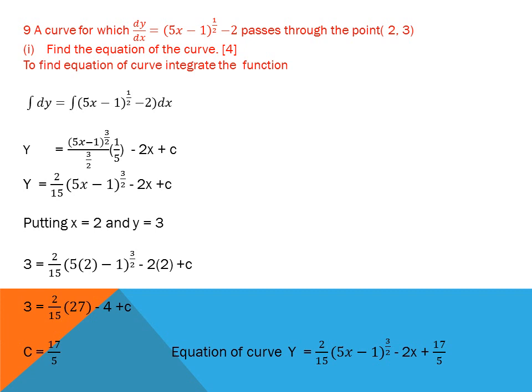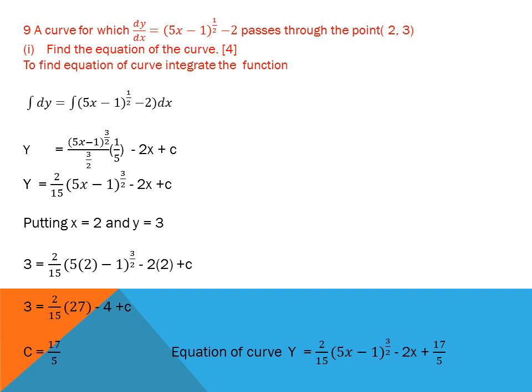Most of the students find the derivative here by applying the value 2 in place of x, and then they apply the equation y minus y1 is equal to m into x minus x1. It's wrong, because when you apply this value, you will only find the equation of a line which is tangent to the curve. So don't make this mistake. When you are given the derivative of a curve, you should integrate. When we integrate, we will find the equation of the curve. So don't make this mistake.